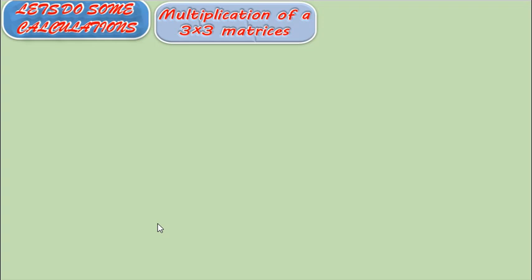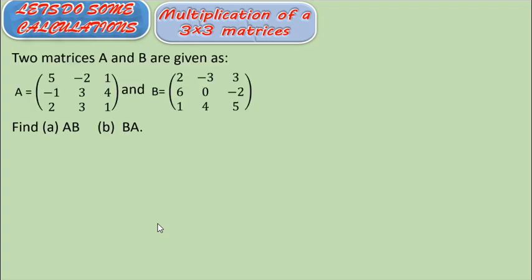Let's do some calculations and let's pick a question now. Two matrices A and B are given as you can see. This is A and this is B. Then the question says find the product AB and then BA. I will do the first one, AB, then I'll allow you to do the second one, BA. So that's how it's going to be.